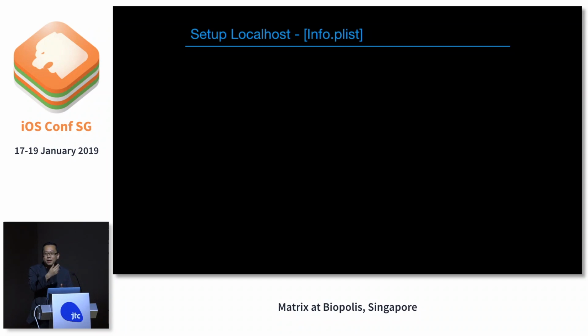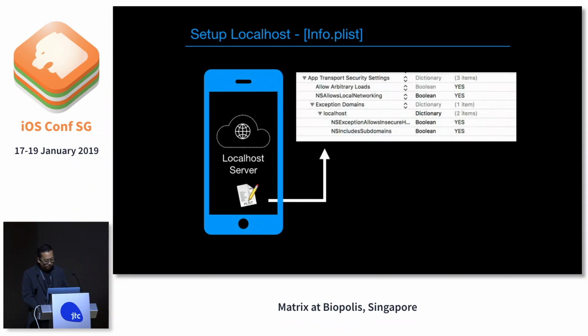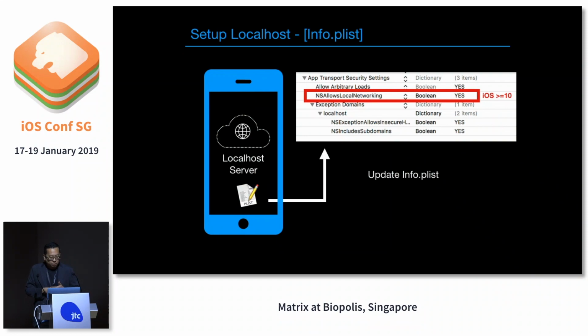Okay, so after L and A is the letter I. So I is info plist. Because we are using an HTTP localhost server, we will need to patch our info plist file to allow HTTP requests. So under the App Transport Security settings, for iOS 10 and above, you need to simply add NSAllowsLocalNetworking with Boolean value set to yes. And for iOS 9, you will need to add localhost as an exception domain item in your info plist.